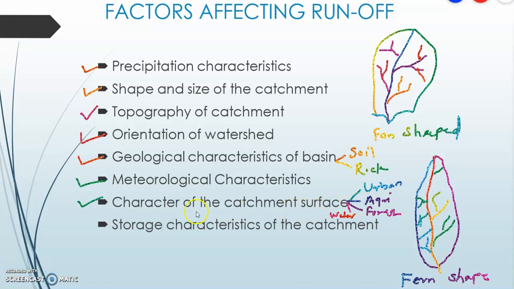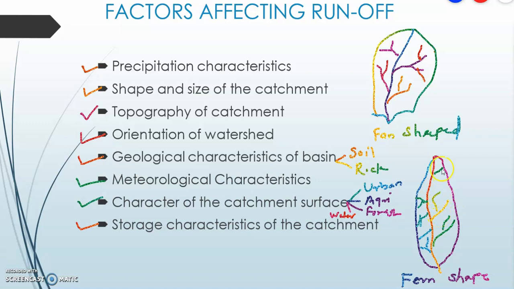Then the next parameter which affects runoff is the storage characteristics of the catchment. If the catchment is so large, what happens if there are small pits or small dams in that particular catchment?